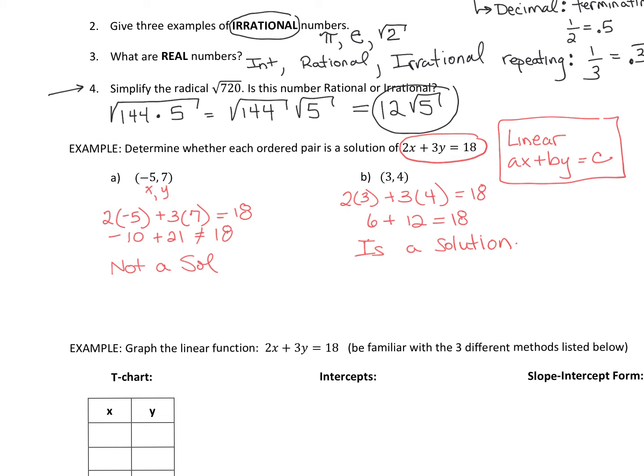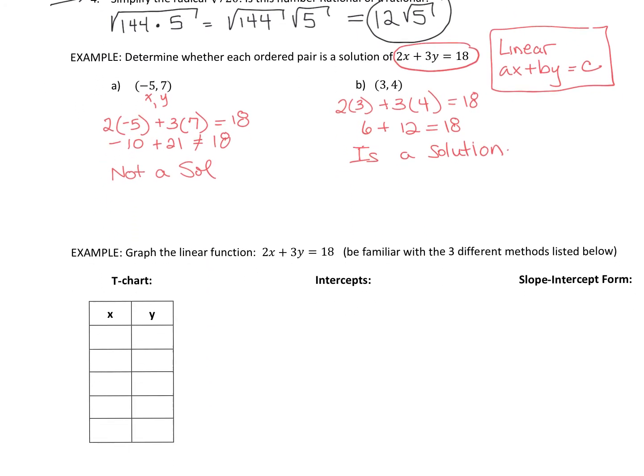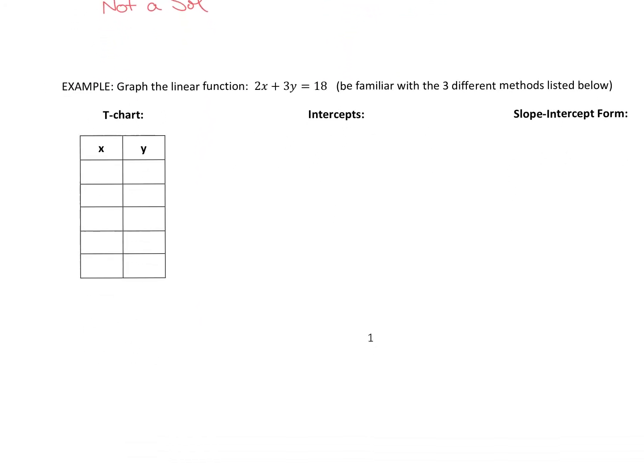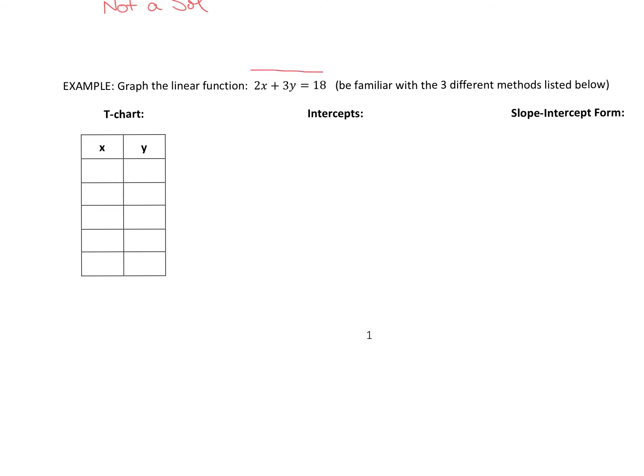The last thing that we want to be able to do is graph a linear function. And a linear function, of course, can be written in this form, ax plus by equals c. One of the most important things that we want to be able to do is find the intercepts. So to find an x-intercept, always, regardless of what kind of equation we have, we let y equal 0.